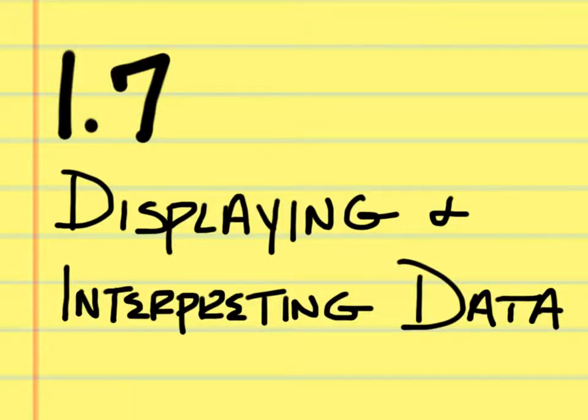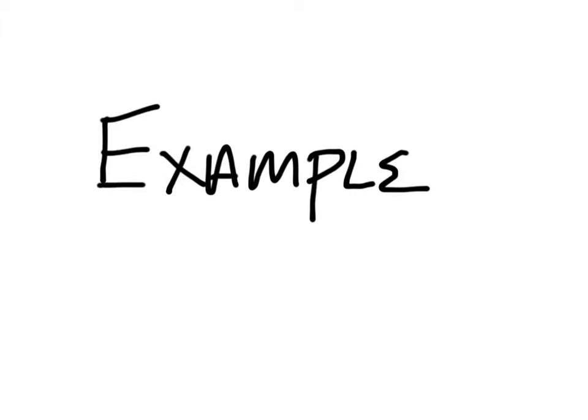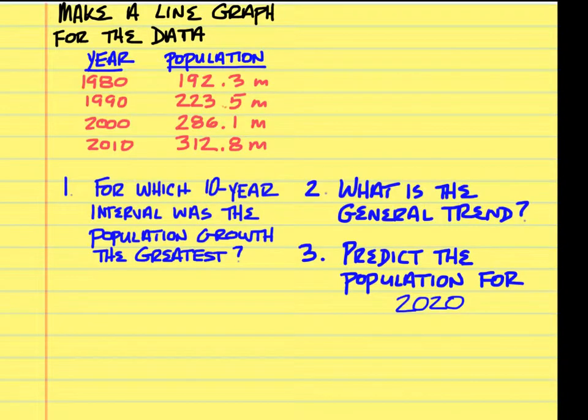1.7, displaying and interpreting data. You have to make a line graph and a histogram today. Make a line graph for the following data. A line graph starts out like this.